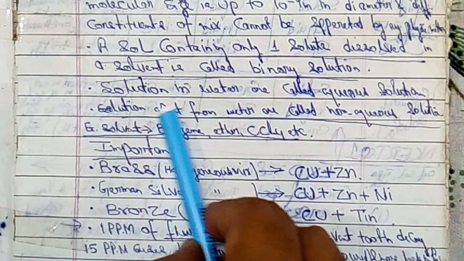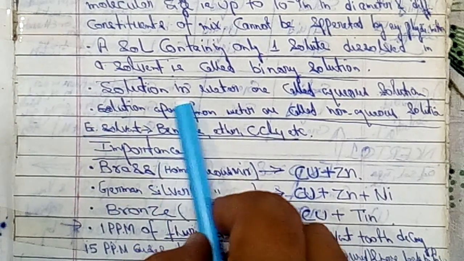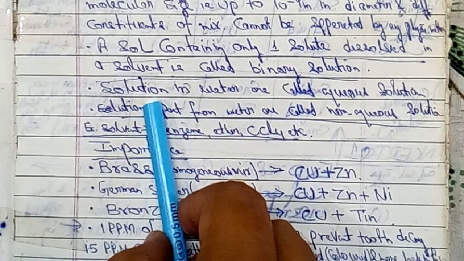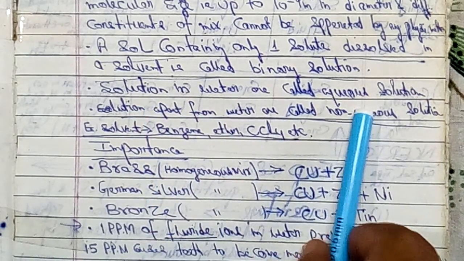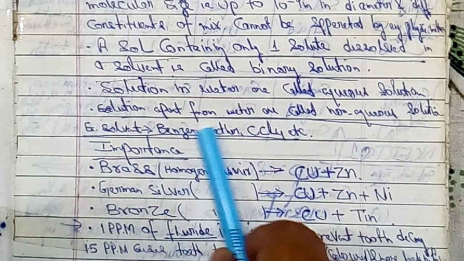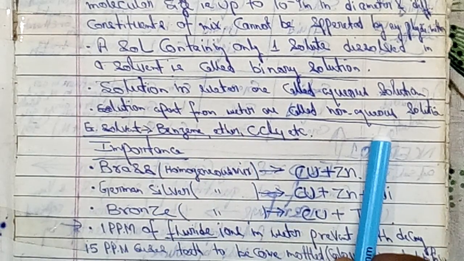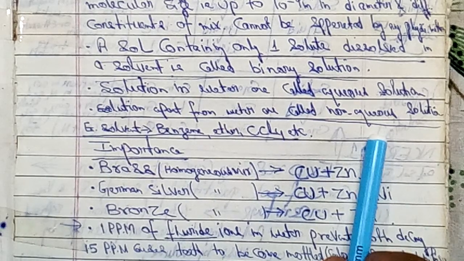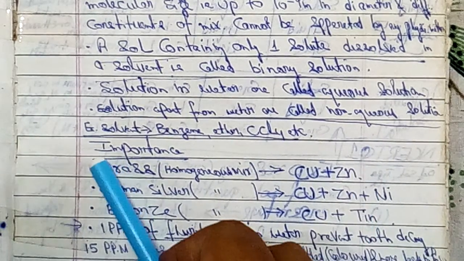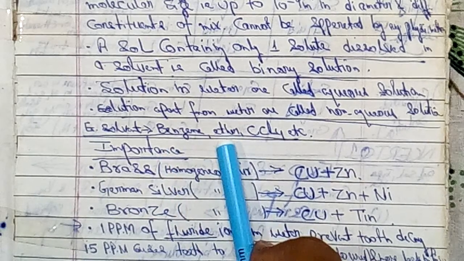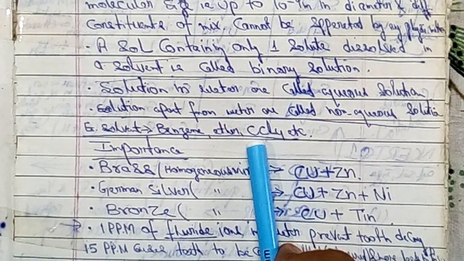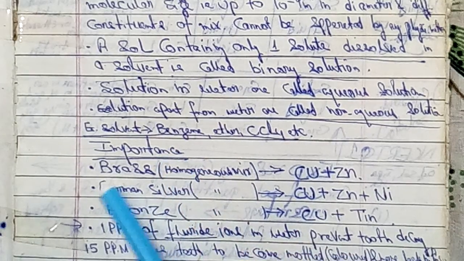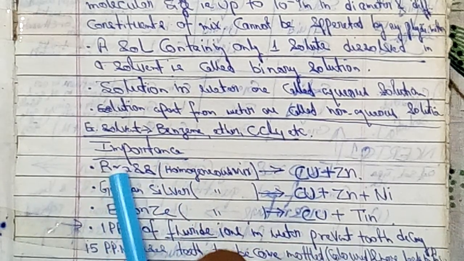Second, solutions in water are called aqueous solutions. If water is present in the solution, such a solution is called an aqueous solution. Solutions apart from water are called non-aqueous solutions. If water is not present either as solute or solvent, such a solution is called a non-aqueous solution. Examples: benzene, ether, CCl4 act as solvents.